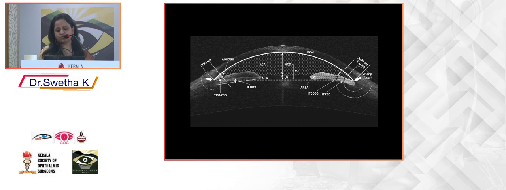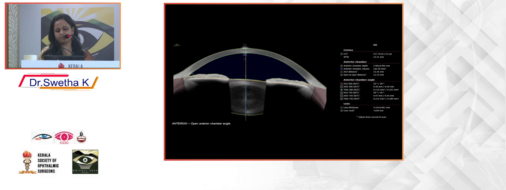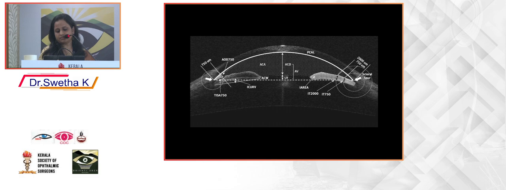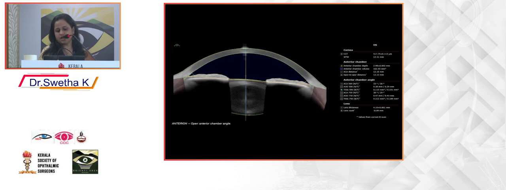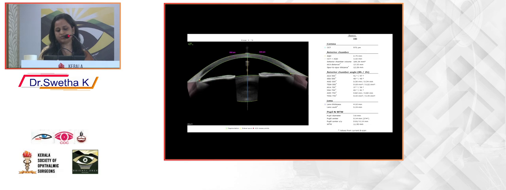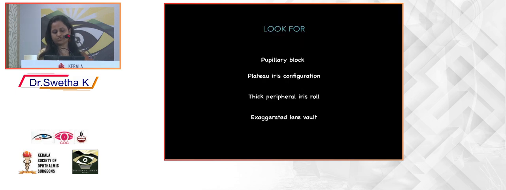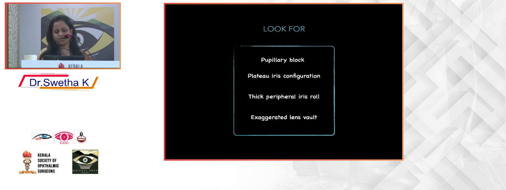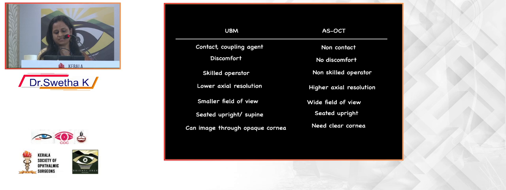Among these, the most important is the lens vault. Lens vault does have an important mechanism in angle closure. And it's not just the apposition of the iris and the trabeculum that we are interested in. We have to see the iris thickness also. An increase in the peripheral roll of the iris also gives more chance of getting an angle closure. So look for pupillary block, plateau iris configuration, thick peripheral roll of iris, and exaggerated lens vault.